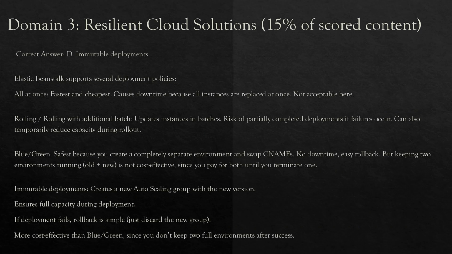The correct answer is immutable deployment. All the deployment policies are very important for your exam: Elastic Beanstalk and the deployment policies. This is a DevOps exam. You need to know how deployment policies work: all at once, rolling, rolling with additional batch. Why do we use immutable? Because it creates a new Auto Scaling group with the new version. It ensures full capacity during deployments. If deployment fails, it has an option to roll back, and it's a simple option. It's more cost effective than blue-green. You don't need to keep two full environments after success. This is how you solve a question.